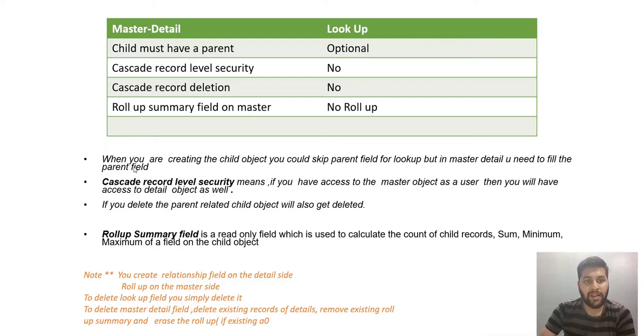Okay, now there is another term, cascade record level security, and for lookup it says no. What does it mean? In a master detail, if you have access to the parent object, you automatically have access to the child object. But in lookup, having access to the parent doesn't mean that you have access to the child as well. And the term cascade record deletion that I mentioned in the starting simply means if you delete the parent, the child record will get deleted. But in lookup, if you delete the parent, the child record will not get deleted.